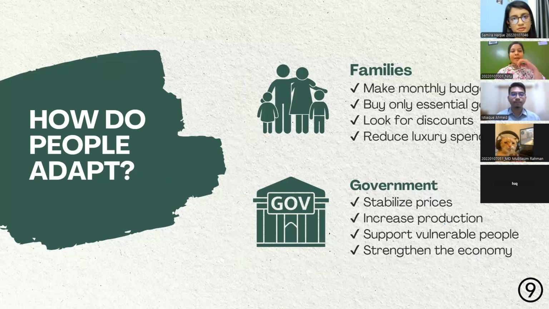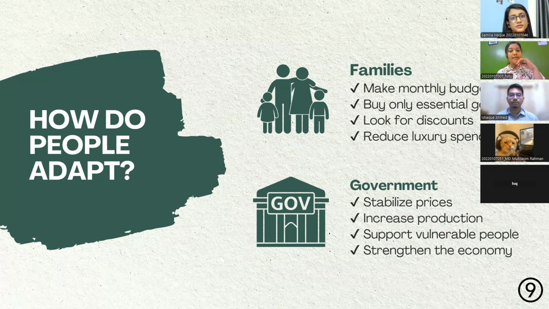Thank you, Ishtiaq. Myself Nusrat Jahan Nitu, ID 001. So now let's look at how people adapt to inflation. For families, inflation means making smarter financial decisions. Many people create monthly budgets, buy only essential items, search for discounts, and reduce unnecessary or luxury spending. These small changes help families cope with rising prices, but they can also reduce their overall quality of life.